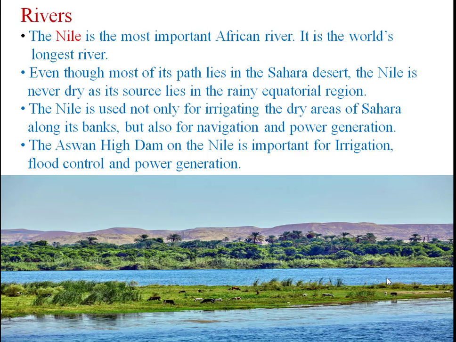The Nile is used not only for irrigation of the dry areas of the Sahara along its banks, but also for navigation and power generation. The Aswan High Dam on the Nile is important for irrigation, flood control, and power generation.